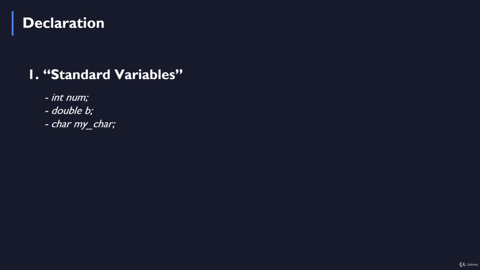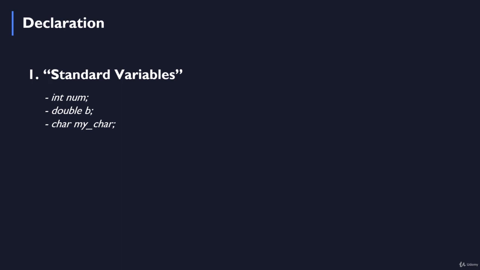And other examples, as you probably can see here on the screen, is just double b, okay, so we created a variable called b, okay, that's its name, and its type is double, and char myChar, and so on, right? That's how we have been working with the declaration of standard variables so far.